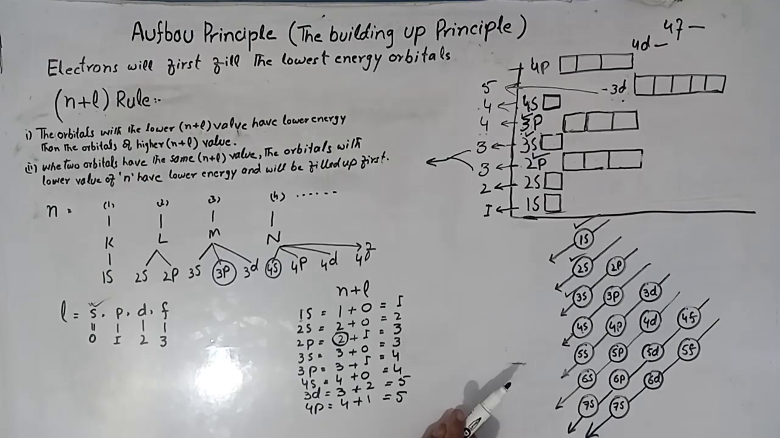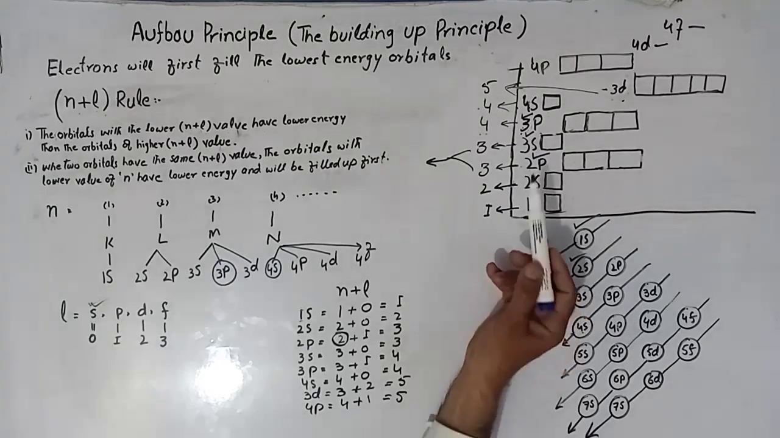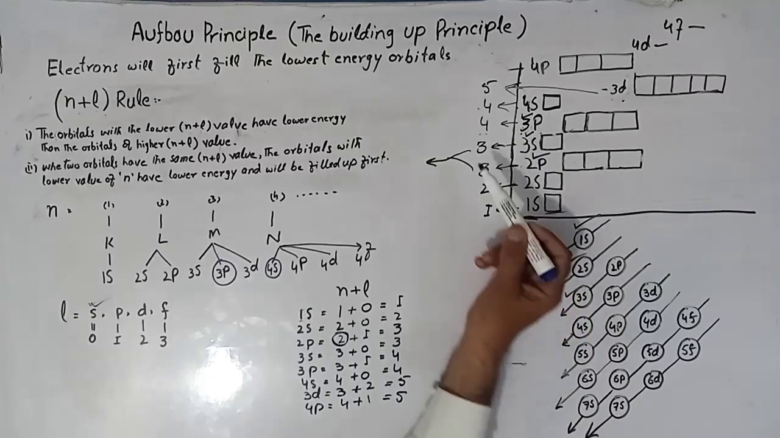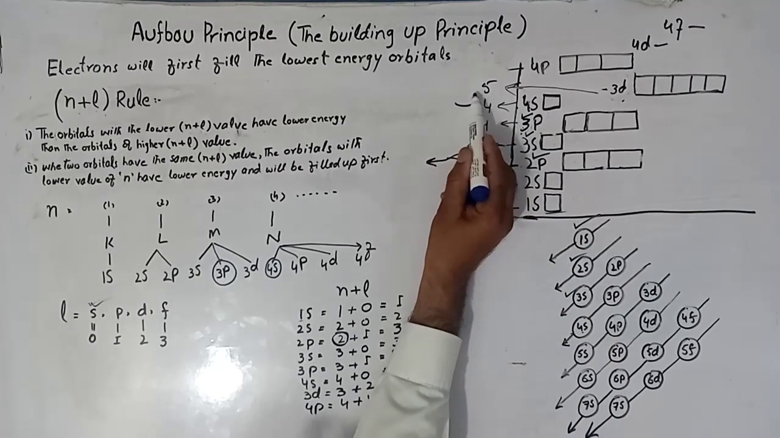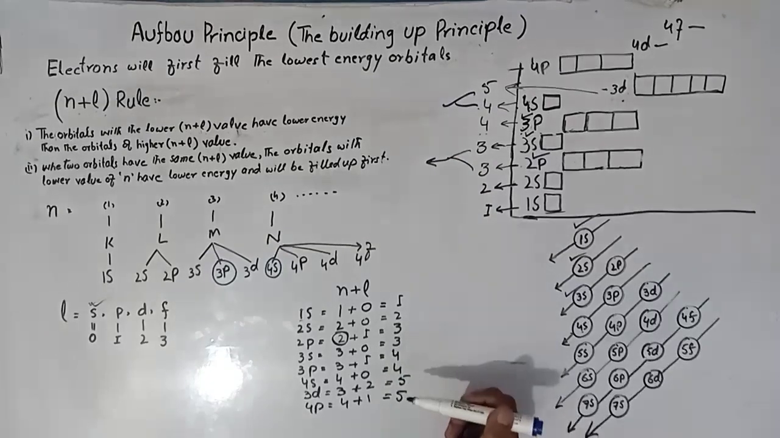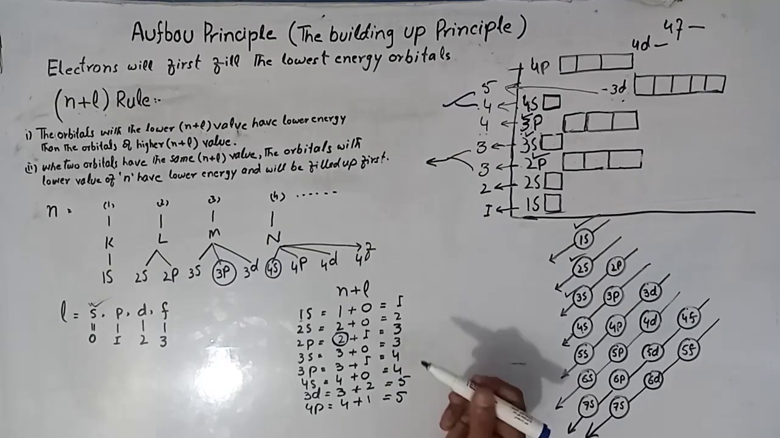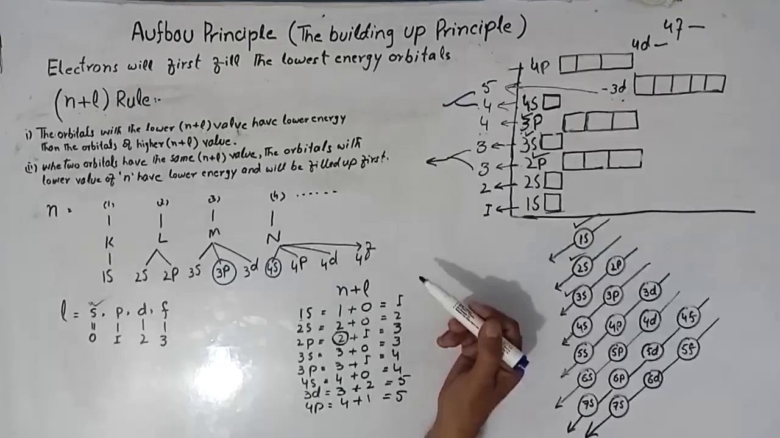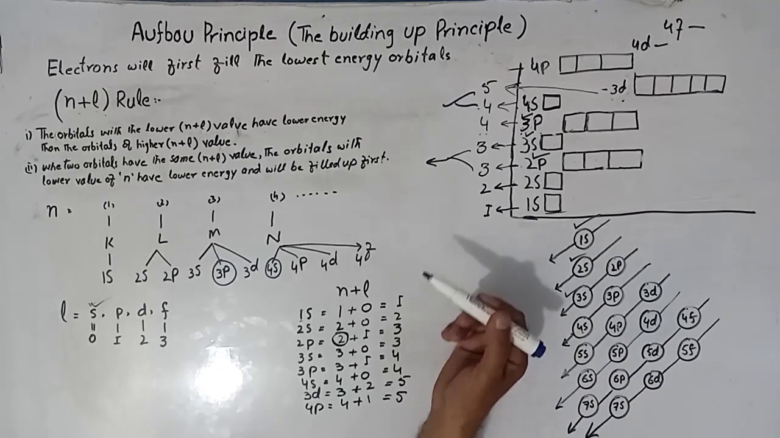Of course this one, according to the second condition of the n plus l rule. The question was why 4s is filled first before 3d. It is clear that 4s has a lower value, 4, than 3d, that is 5.